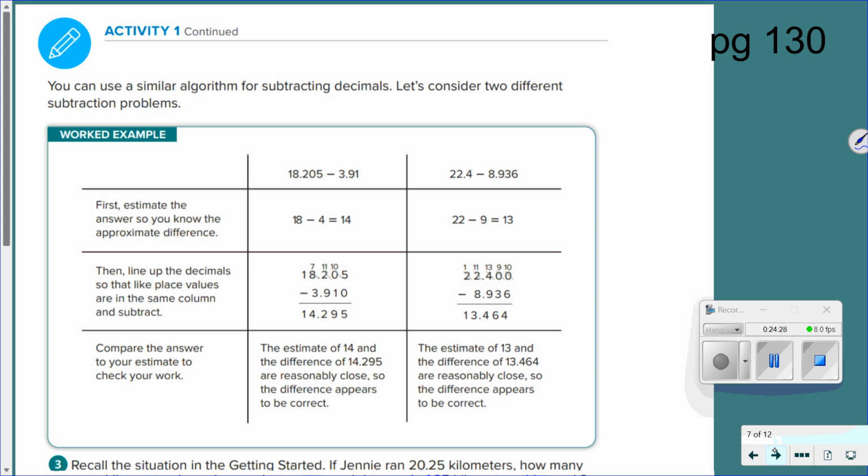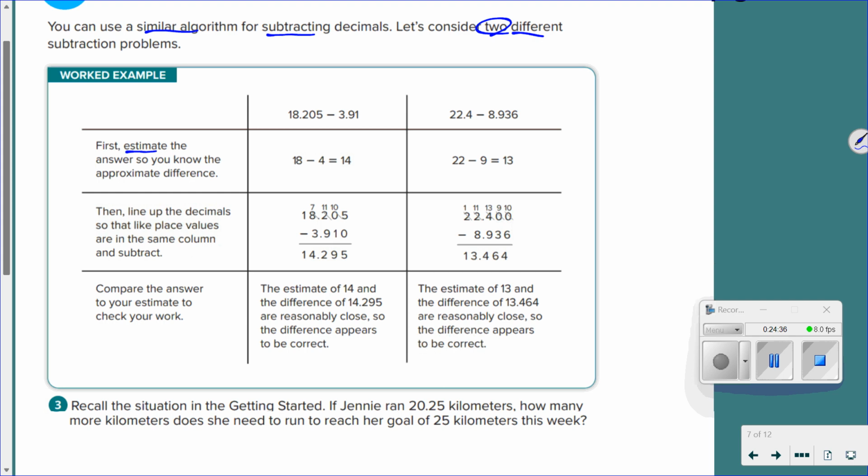You use a similar algorithm for subtracting decimals. So let's look at 2 different subtraction problems. Our first step again is going to be to estimate, so I know the approximate difference. The estimating should be really easy. 18 and 2/10 means that's just going to be 18. 3 and 9/10 means that's going to round up to 4. 18 minus 4 gives me 14. So I have a good idea now where my answer should be.